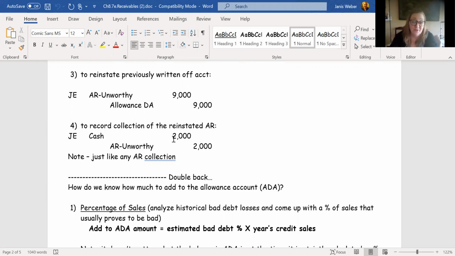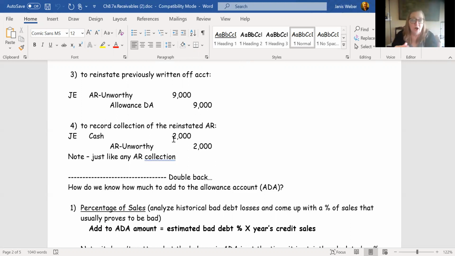So you're like, okay. The business, usually they don't come with all the money and say, here's all of the money I owed you. Instead, they say, "Let me pay you this little bitty portion of what I owe you." And so whenever that happens, you have to reinstate the accounts receivable. In other words, you have to reverse your write-off.